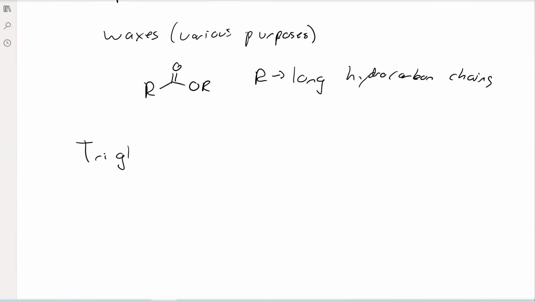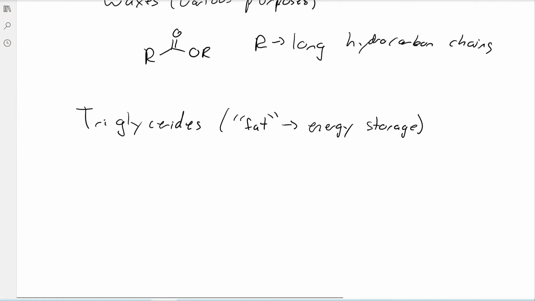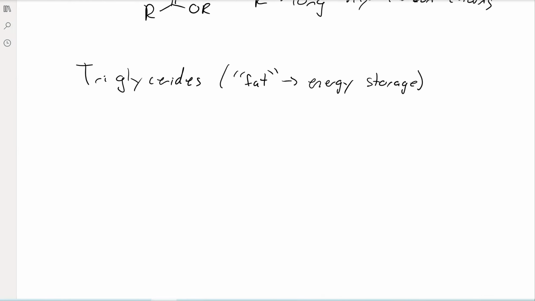Next up are triglycerides, which are more important to us because we're humans. They're kind of what we think of when we say fat, right? One of their main purposes is energy storage. And it's triglyceride because they're derived from glycerol. And then there's 3 fatty acids.